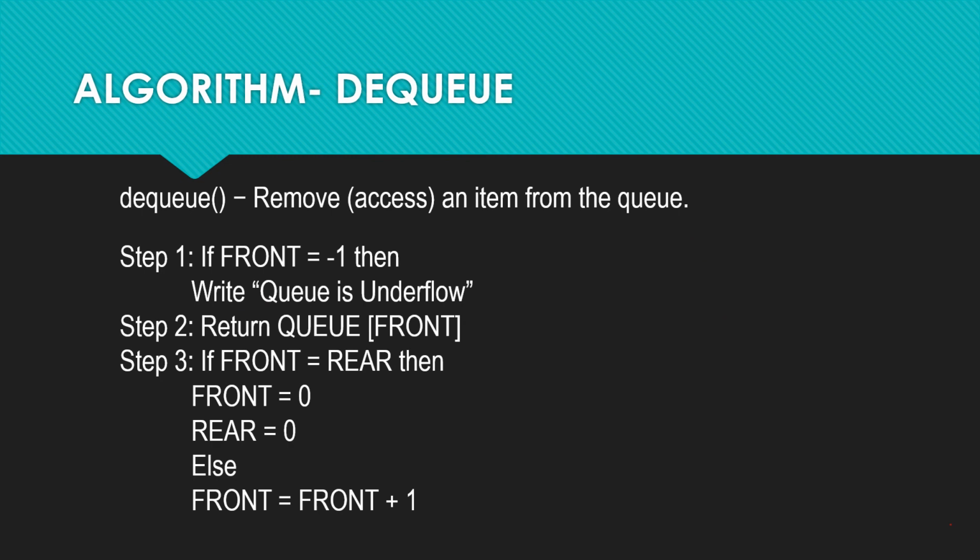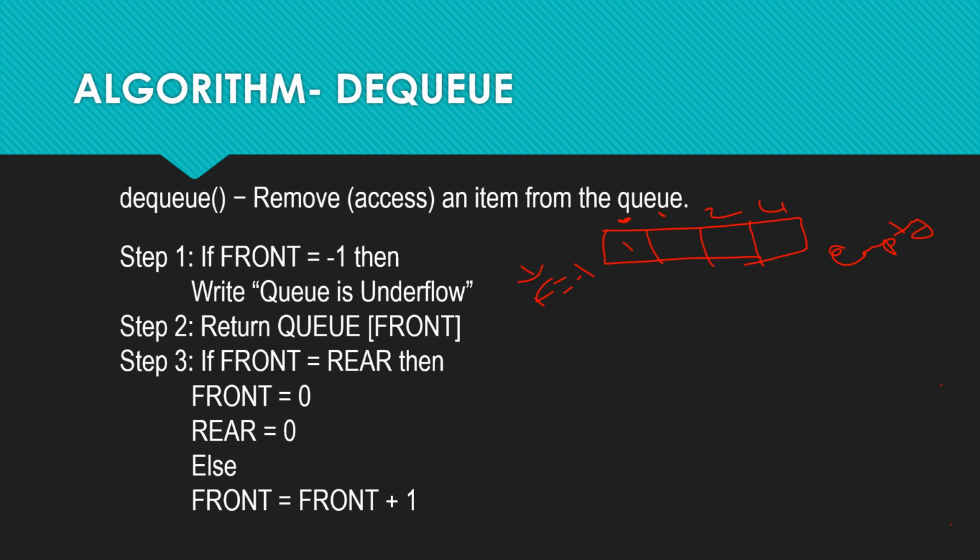Dequeue operation, that is removing an item from the queue. For that, first I want to check whether my queue is empty or not. Here I am having a queue without any value, that is, it is now empty. So I want to check if my front value f is equal to minus 1, which means my queue is empty, no element inside my queue. So I can give a message: queue is underflow.